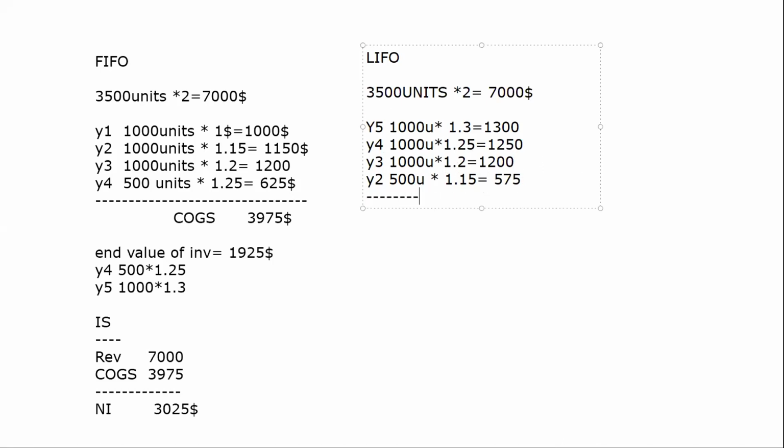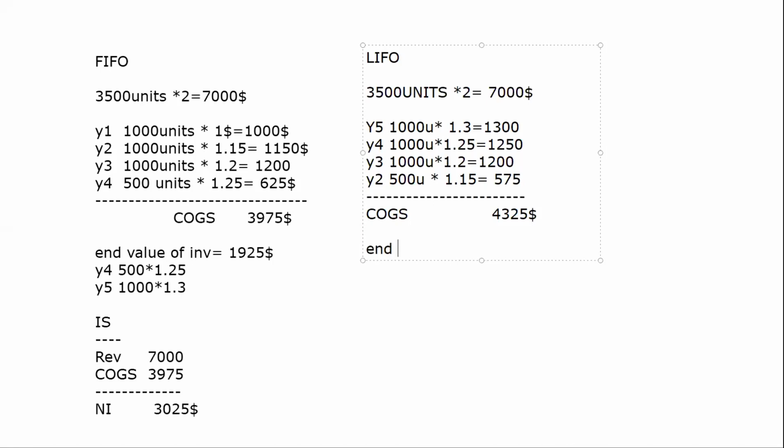And if you calculate cost of goods sold, our total cost of goods sold will be equal to $4,325. So what you can see in here, guys, if you compare the cost of goods sold of LIFO with the FIFO, it gives you some hints that when you subtract the taxes, the taxes will be lower because more costs are incurred.